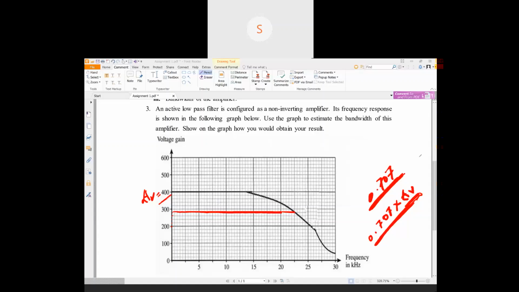So when we did the calculation, what we are saying is that for us to find our cutoff frequency, which will enable us to calculate the bandwidth of the amplifier, we have to estimate the voltage gain at which the cutoff frequency can be found. To find that voltage, we multiply 0.707 by the highest voltage gain. That is why we have what you see here.